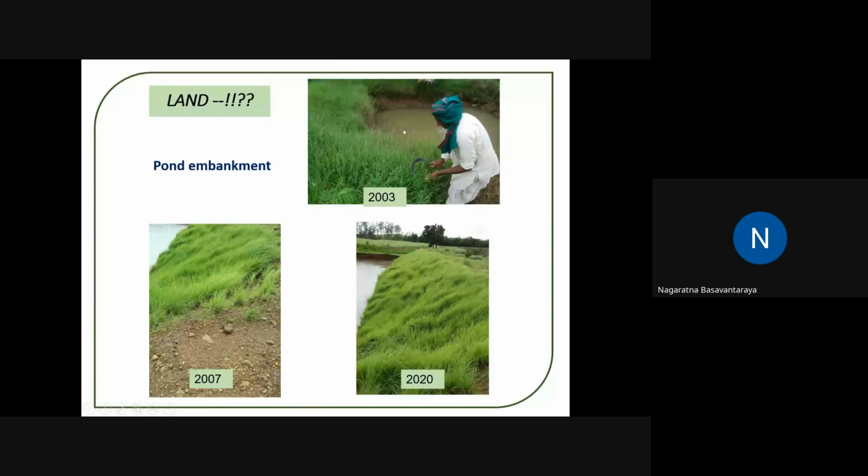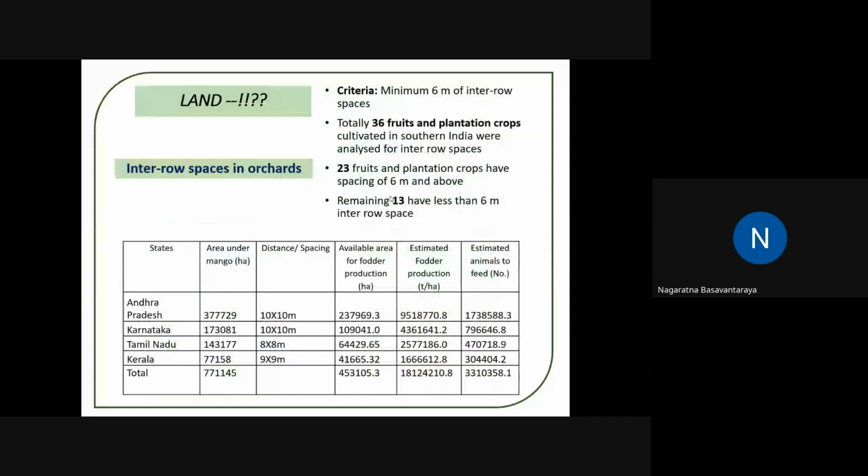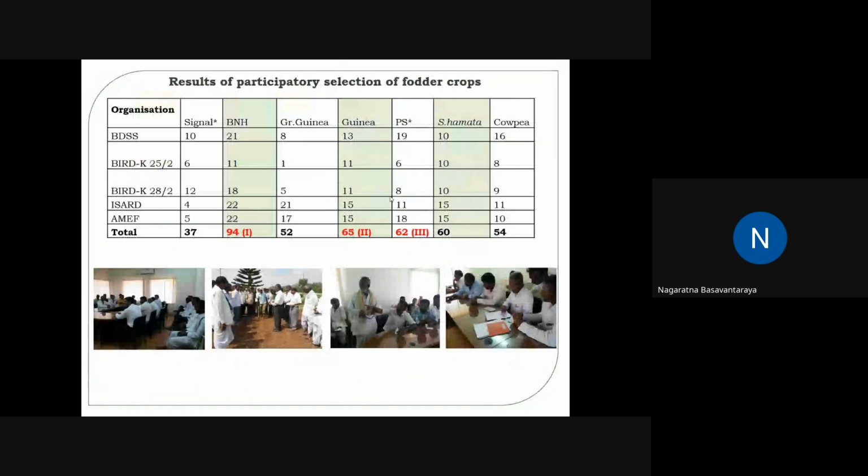In the above photograph, the farmer has grown Brachiaria decumbens. We call it signal grass. He planted it in the year 2003. Until today, even if you go and see his farm pond, you can see the crop stand like this. So this I have already covered, how much area is available in the orchards. And these are some of the fodder crops selected by the farmers.